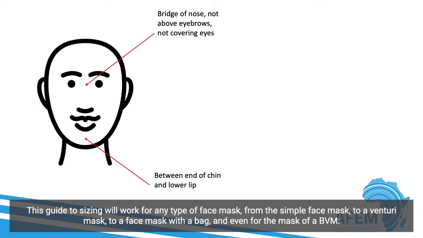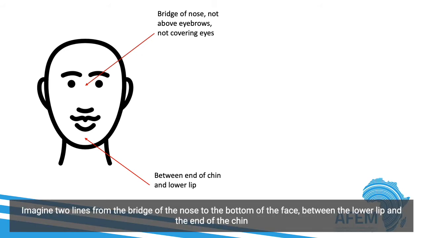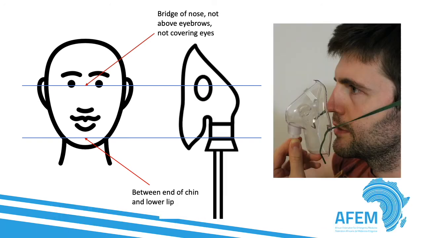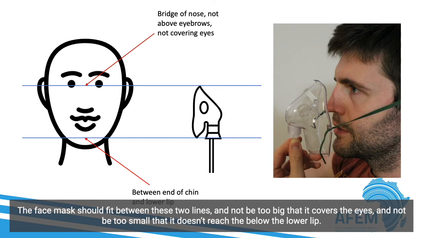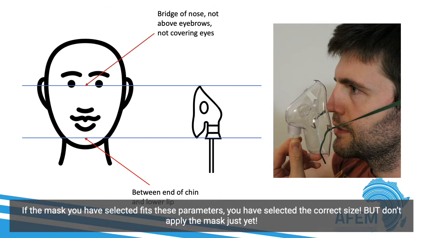This guide to sizing will work for any type of face mask, from the simple face mask to a Venturi mask to a face mask with a bag, and even for the mask of a BVM. Imagine 2 lines from the bridge of the nose to the bottom of the face, between the lower lip and the end of the chin. The face mask should fit between these 2 lines and not be too big that it covers the eyes and not be too small that it doesn't reach below the lower lip. If the mask you have selected fits these parameters, you have selected the correct size. But don't apply the face mask just yet.